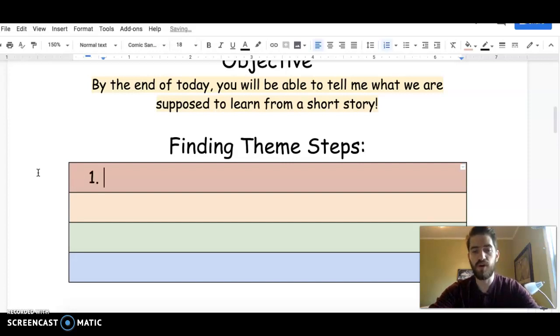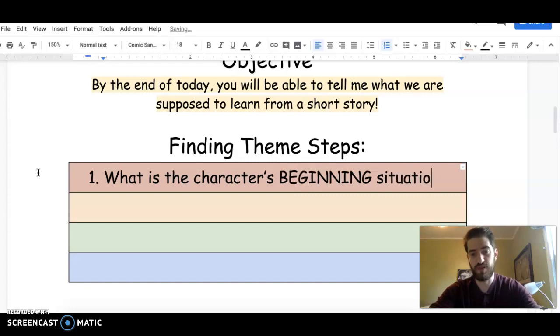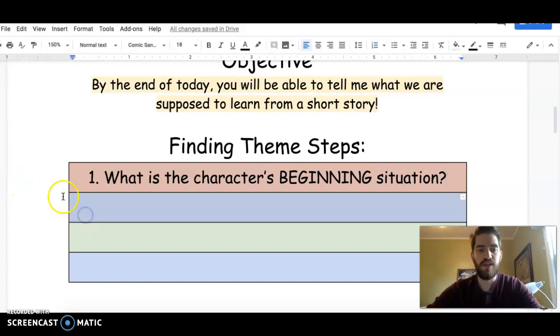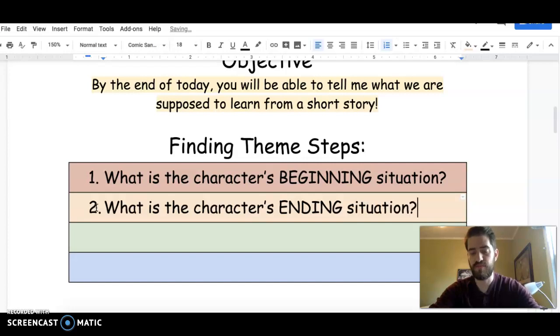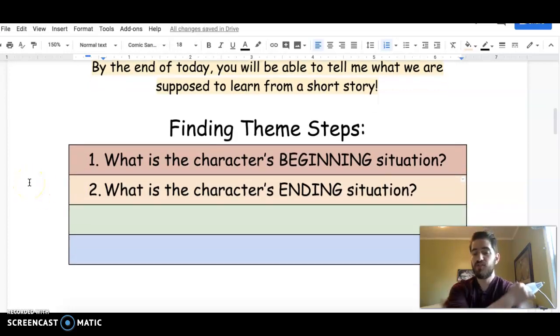First, we want to know what is the character's beginning situation. So at the beginning of the story, what's normal for the character? After that, we're going to find what is the character's ending situation. At the end of the story, what's it like? Is it happy, sad? Is it a good ending? Is it a sad ending? What's going on? So then we're going to look from the beginning to the end.